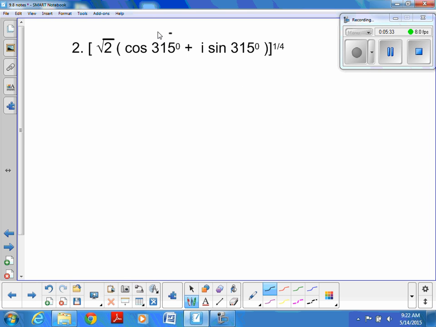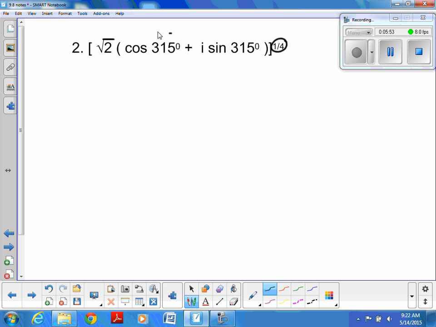Just to show you that some of these today will already be in polar form for you. You don't have to put them in polar form, so this is a little bit quicker problem, right? It's already in polar form. All of this is raised to the what power? The 1/4 power. So you know that if it's raised to some power, you have to use de Moivre's theorem.